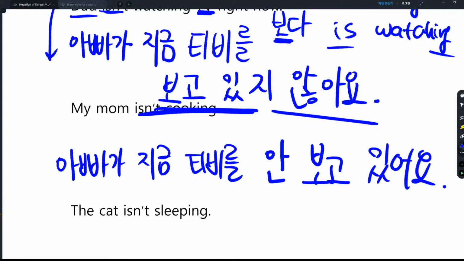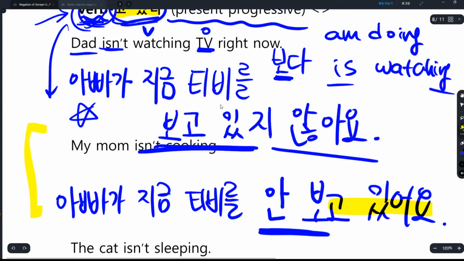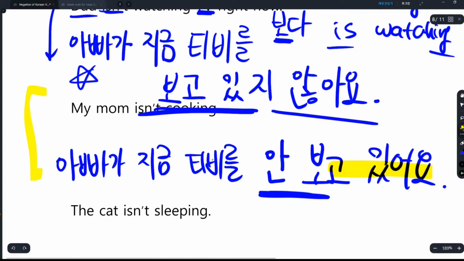아빠가 지금 TV를 보고 있지 않아요. It would be either this or 아빠가 지금 TV를 안 보다. You first put the negative verb in the stem part first and then combine it with 고 있다. So these two are the possible ways of negating a present progressive sentence. 안 보고 있어요. You first put the base verb of negation at the start. 안 보고 있어요.